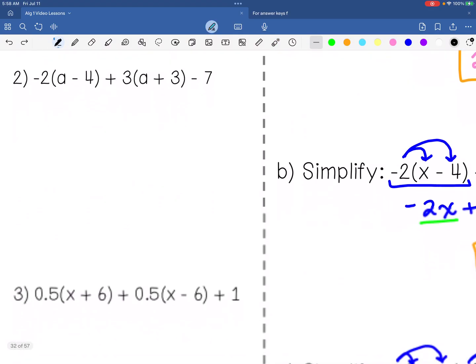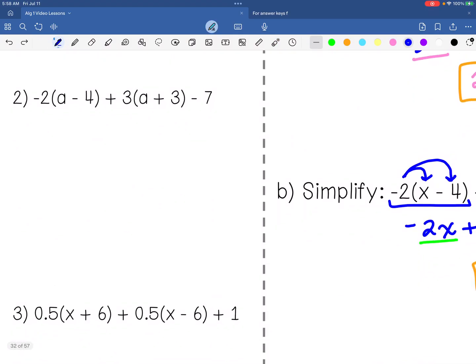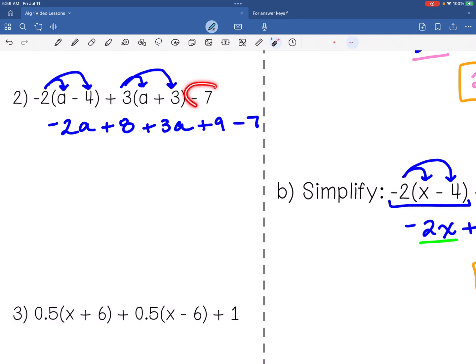All right, let's do the next one. We're going to check that and see if you got them right. Negative 2 times a. Negative 2 times negative 4. 3 times a. 3 times 3. And remember that negative 7 is just going to stay outside the parentheses. We don't need it yet. And then we're going to go ahead and combine like terms. Negative 2 plus 3 is just a, right? It's really 1a, but you're not going to see the 1 anymore now that you're in algebra. And then 8 plus 9 minus 7 is 10.